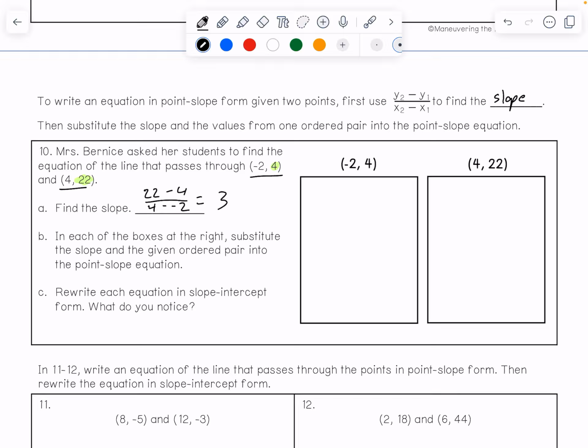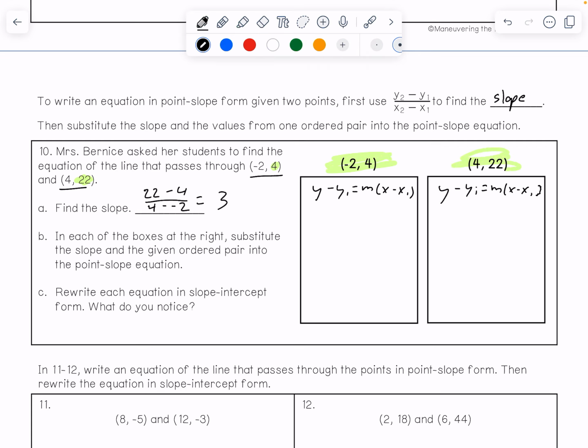Okay. Then all you have to do is we're going to take our formula, and all you are going to do is plug in the things that you know. And this wants you to do it 2 different times, once with the point on the left, once with the point on the right.